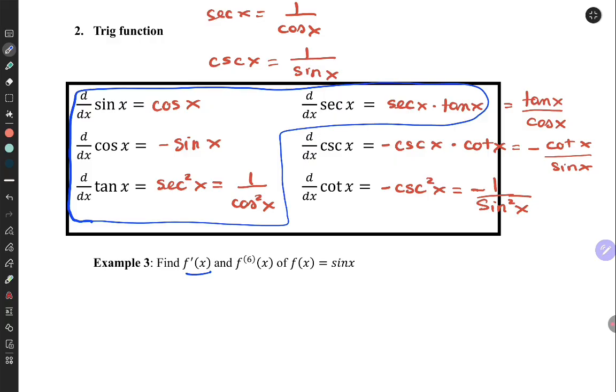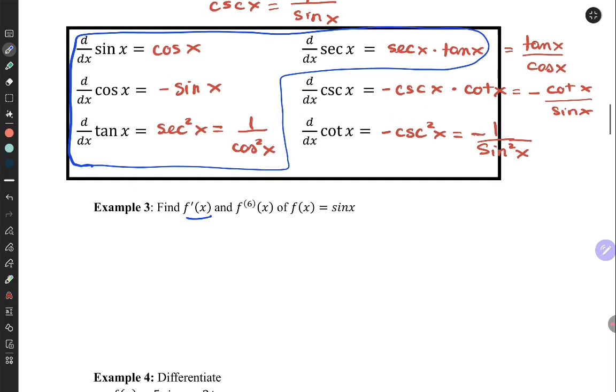Yes, derivative of this 6 times. That's it. Is it too much? Try that. Check the derivative 6 times. Derivative, and then derivative, and then derivative. And keep going. Okay. You're going to see the pattern.